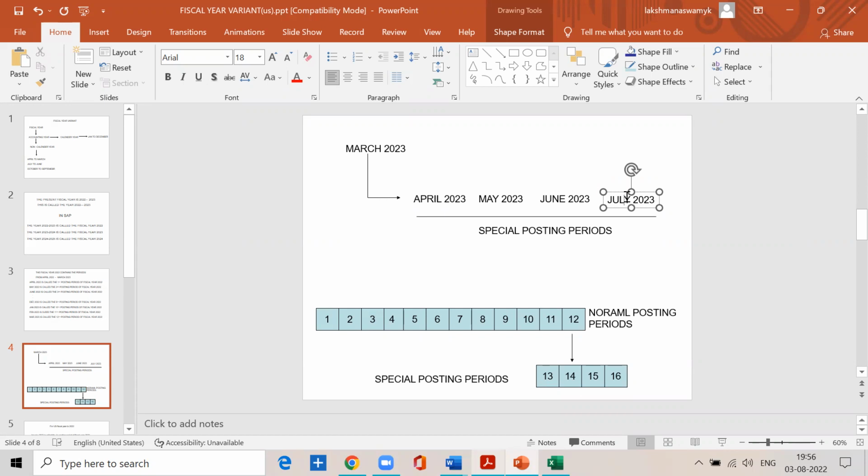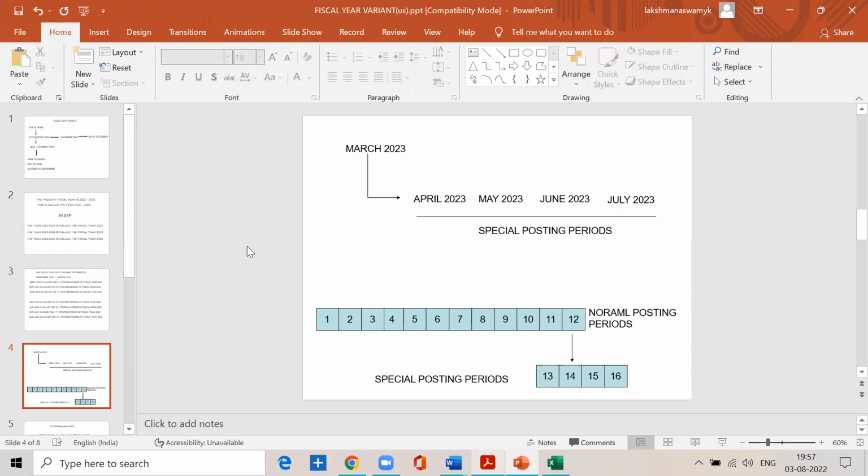Even though special periods are optional, every client company prefers to have all the four special periods, because it's quite common that every company wants to have as lengthy a period as possible to post adjustments, so that we can prepare and do all the adjustments. That's why, even though technically special periods are optional, every client company prefers to have all the four special periods. Okay, done.